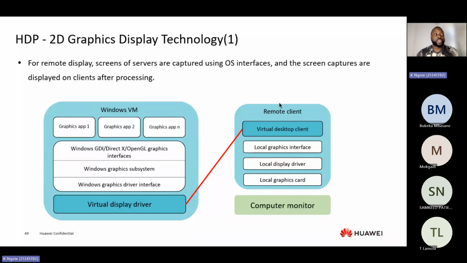So we have our virtual machine there. For remote display, screens are captured using the operating system interface. Just to understand how this works, when you're using HDP, the whole process of displaying graphics will involve your operating system, your display card, and different graphics cards there.